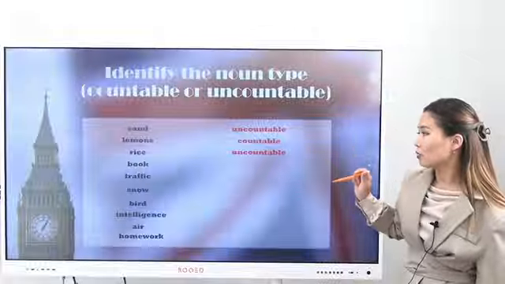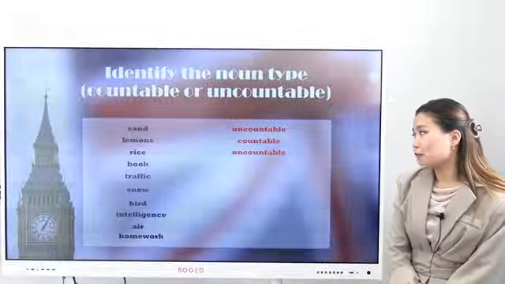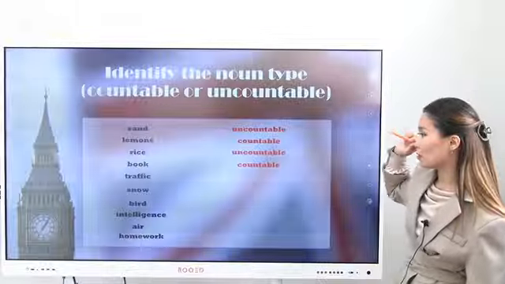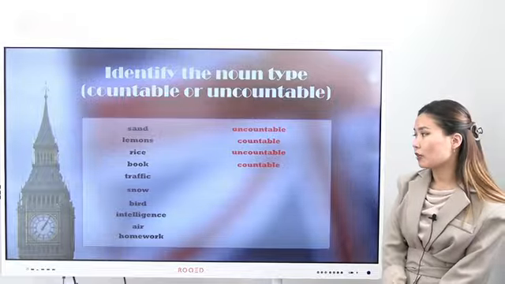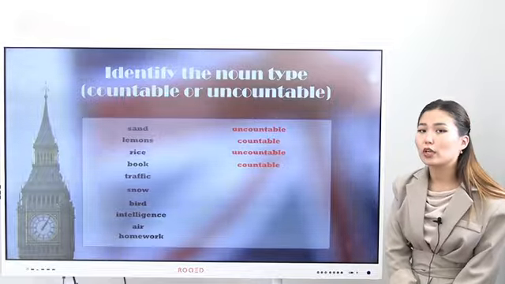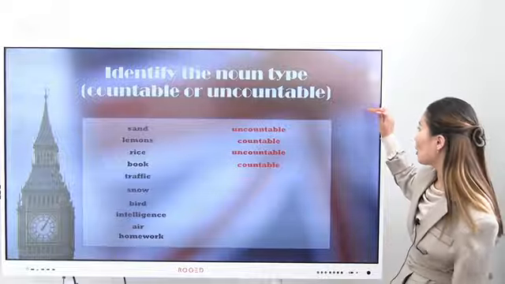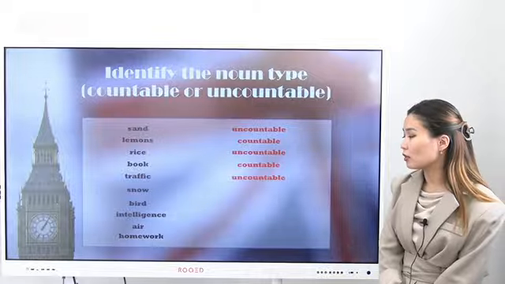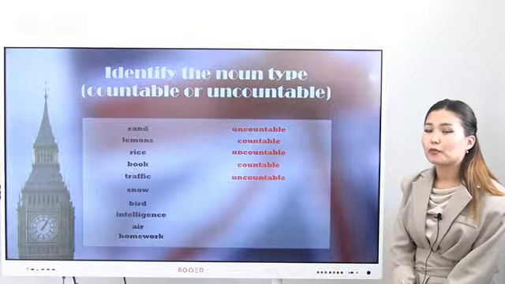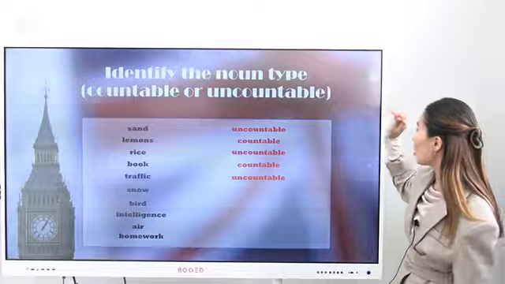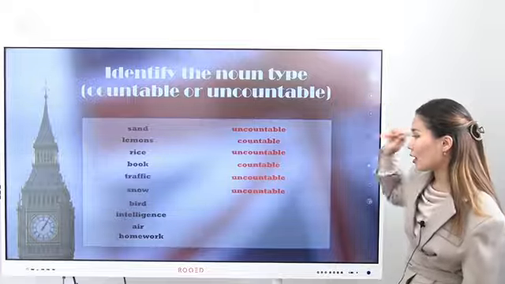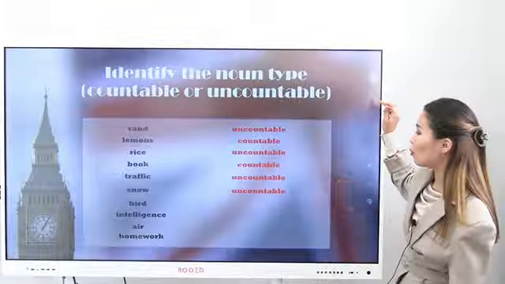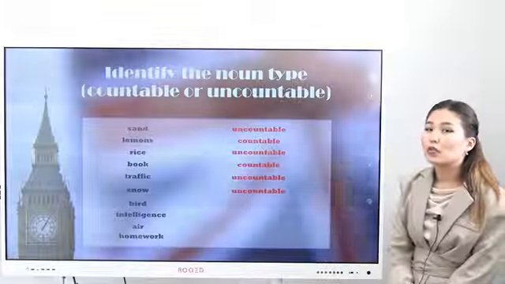Yes, you are right. Rice is an uncountable noun. Next, book. Book? Yes, you are right. Book is a countable noun. Next word, traffic. Can we count traffic? Yes, you are right. Traffic is an uncountable noun. The next word, snow. Yes, your answer is right. Snow is an uncountable noun. What about the next word? Bird. Can we count bird?